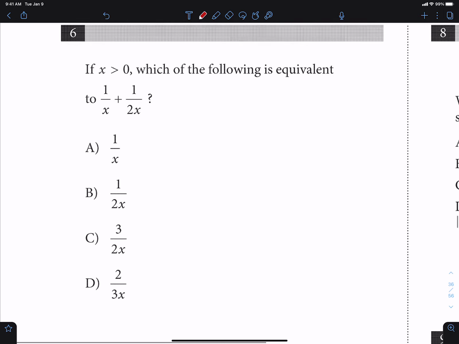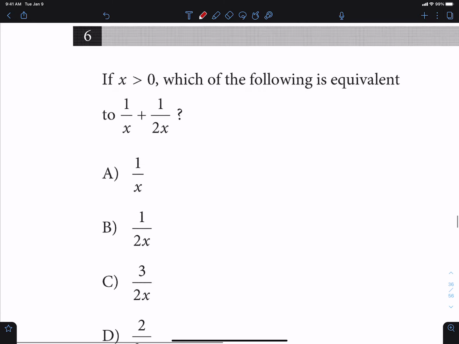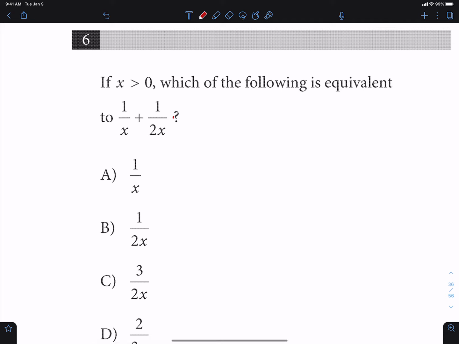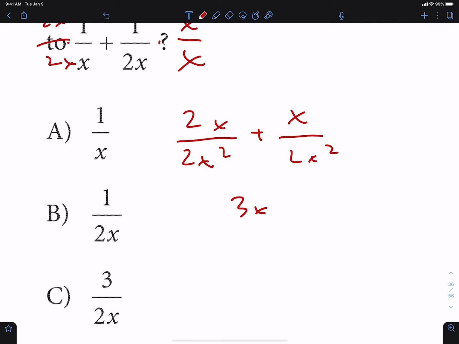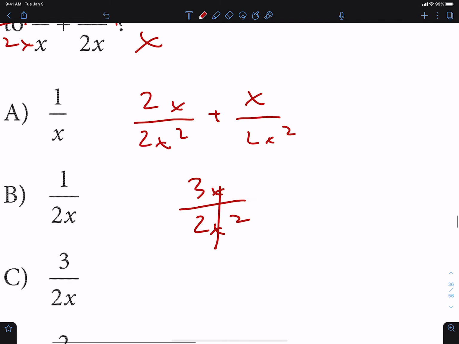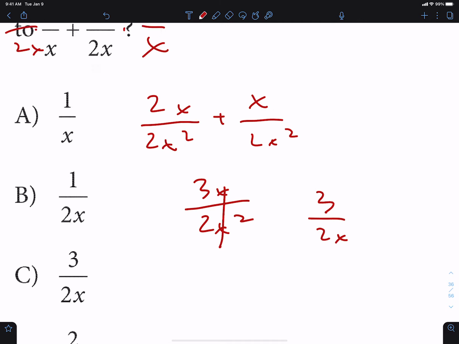Let's move on to number 6. Which of the following is equivalent? Okay, so I'm going to multiply this side of the equation by x over x and this side by 2x over 2x to get a common denominator. So I get 2x over 2x squared plus x over 2x squared. Adding these fractions, we get 3x over 2x squared. Cancel one of the x's, so we get 3 over 2x, or option C.